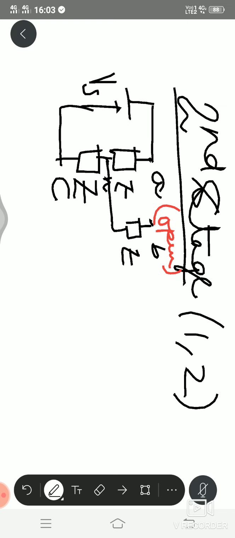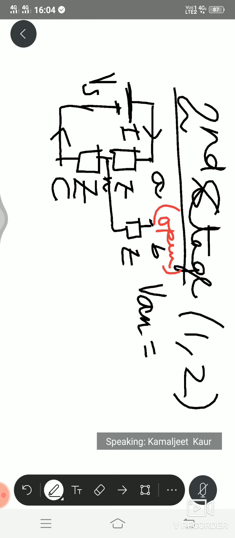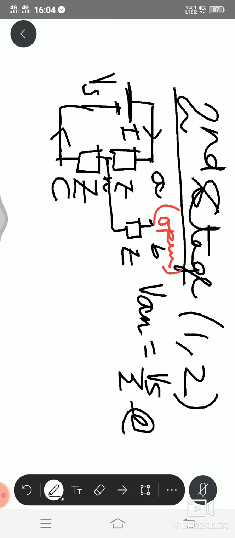Right? So for this circuit, what is VAN? VAN is equal to I into Z. Now what is I? I is equal to VS by 2Z, as we calculated for the previous one. Same thing. So VS by 2Z into Z, so VS by 2. Equation number 3.